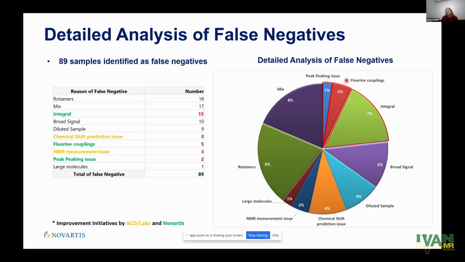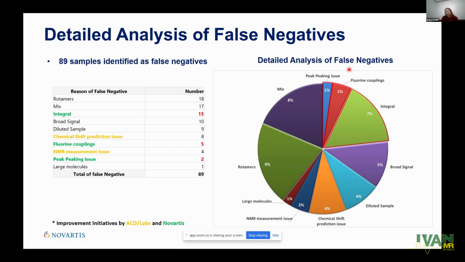Here, this is a part where we need to continue to work with ACD, because we work with ACD a lot in order to reach this result. You have integration issues. If ACD made some error in the integration, that means you have only half or double the integration, you will end up in a false negative. And here you see 7% of all these 200 was the integration issue.